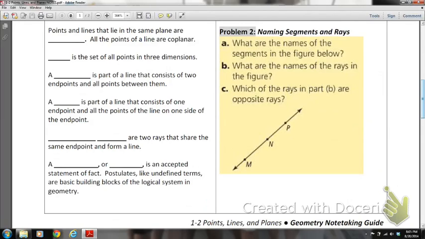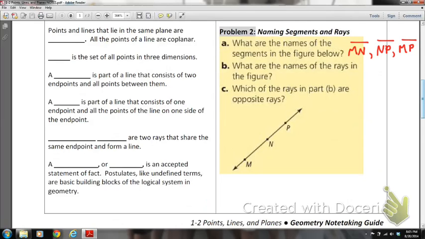In problem 2, we're naming segments and rays. Question A, what are the names of the segments in the figure below? So in the figure, we have segment MN. Don't forget your segment symbol over the top. We have segment NP. But we also have a third segment. We have a segment MP between points M and P.